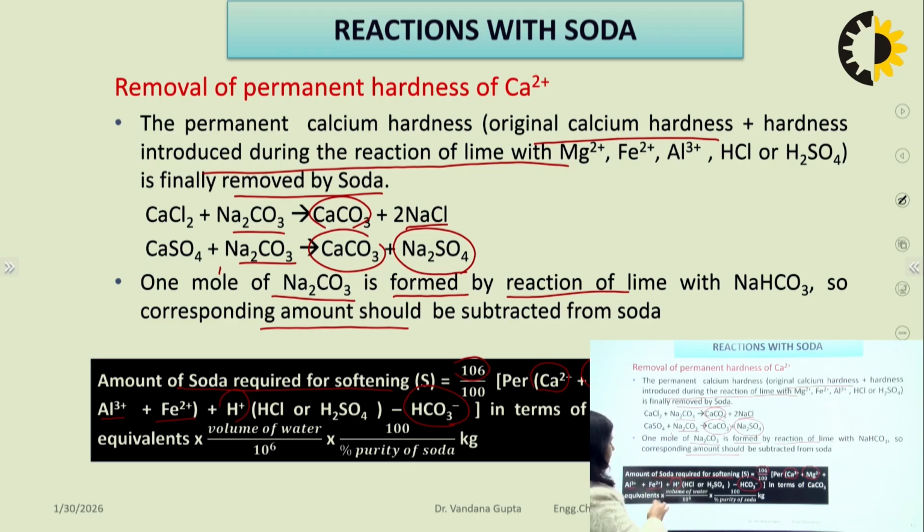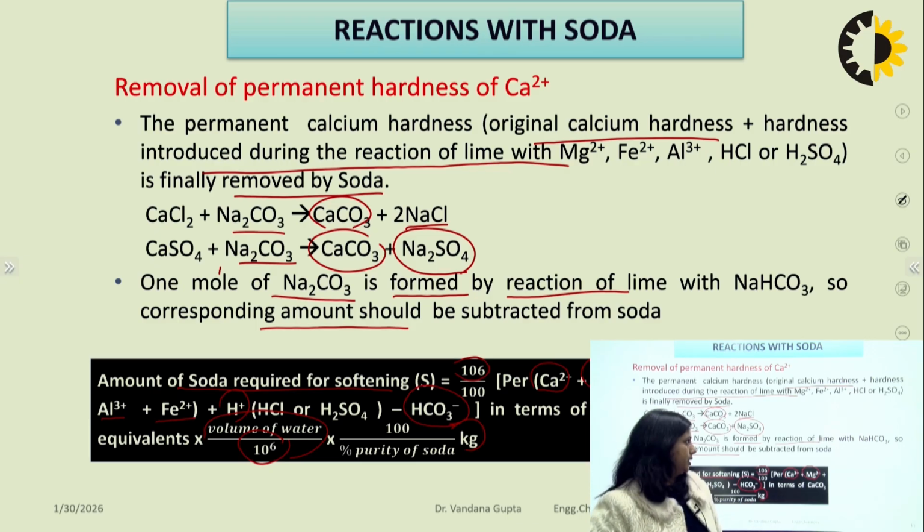All are equivalents of calcium carbonate multiplied by volume of water into 100, divided by percentage purity of soda, and the unit is kilogram because we divided by 10 to the power 6. So, we convert milligram into kilogram already in this formula. This is a very important formula for soda calculation.